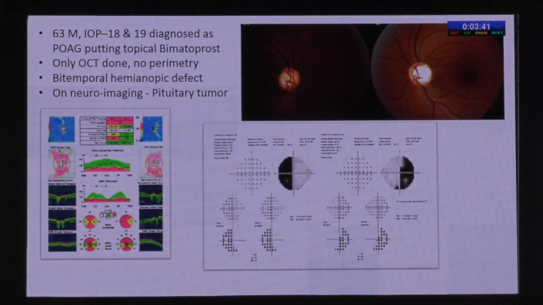This is a peculiar case, because here, in this 63-year-old male, perimetry was never done, and with only the findings of the OCT, the patient was diagnosed as glaucoma and was getting treatment.